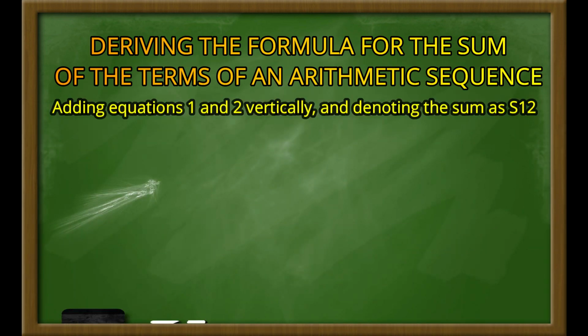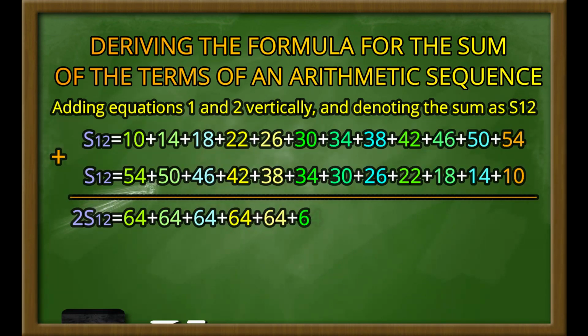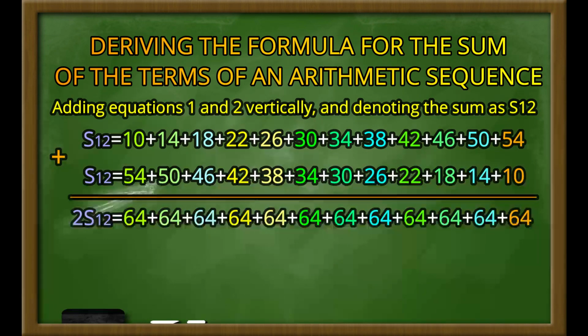Adding equations 1 and 2 vertically and denoting the sums as S of 12, we have the following equations. Makikita natin na bawat column ng mga terms, pag in-add natin ay 64. Yung 10, i-add natin sa 54, yung mga unang terms sila, pag in-add natin 64. Yung 14, i-add natin sa 50, ang answer din ay 64. Ganito ang makikita natin hanggang sa last terms. Since there are 12 terms, we will have 12 sums, which are 64.